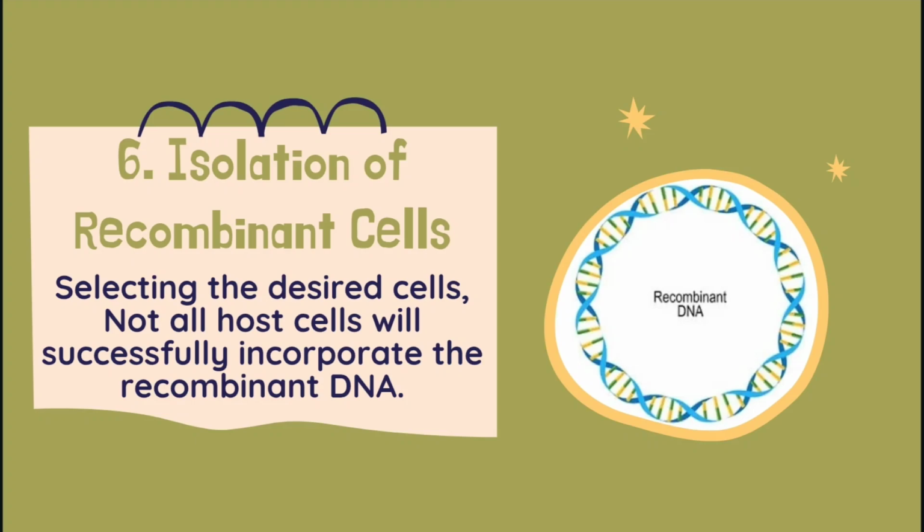Isolation of recombinant cells. Selecting the desired cells, not all hosts will successfully incorporate the recombinant DNA. To identify cells that have taken up the recombinant DNA, the vector often contains a marker gene, such as antibiotic resistance, that allows for the selection of transformed cells.